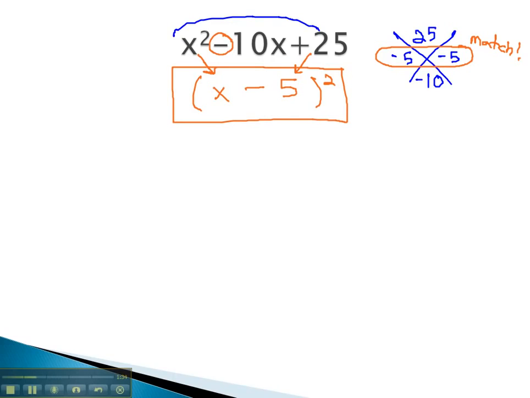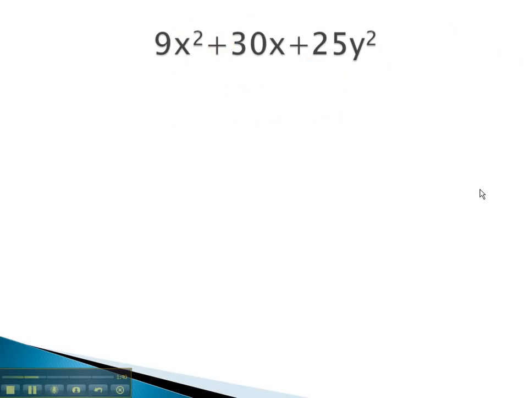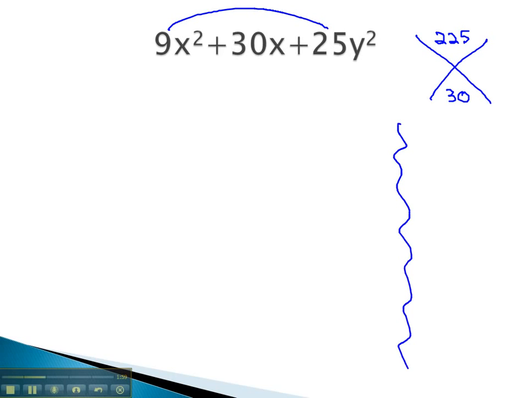Let's take a look at another example where we find the numbers from the AC method match, telling us we have a perfect square. In this problem, using the AC method, we would be multiplying to 9 times 25, or 225, and adding to 30. These numbers are quite large, so it might take a little guess and check in order to find the right combination of numbers that multiply to 225.